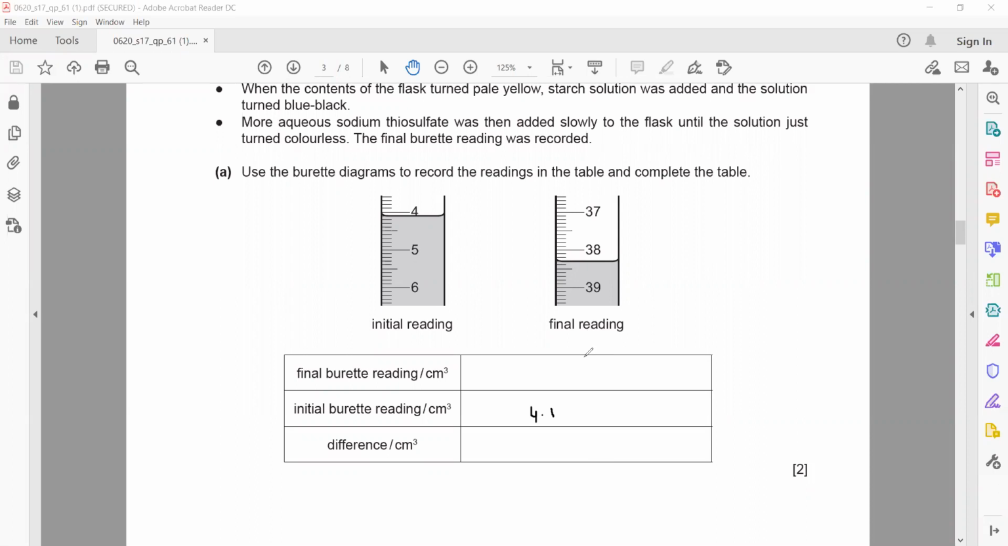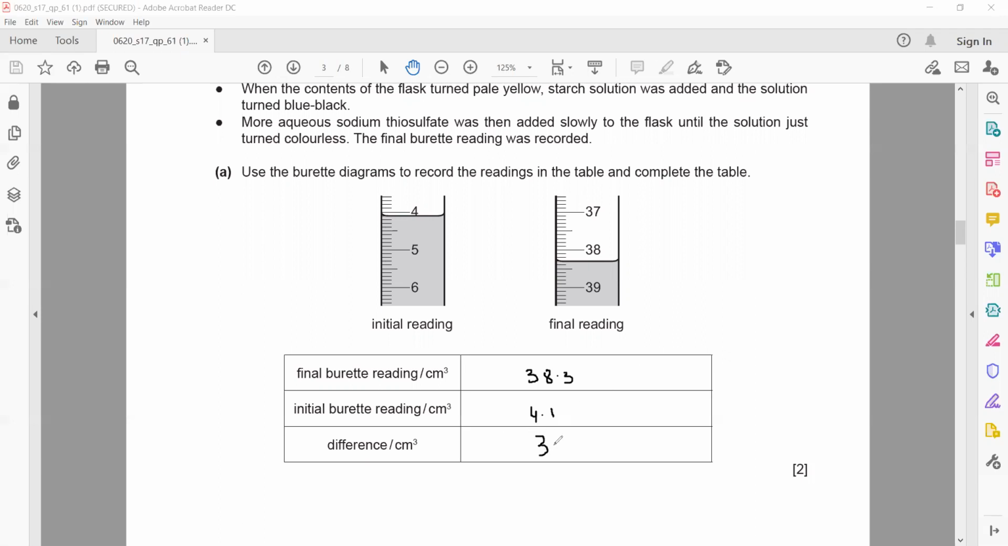That is 38.3. When you take the difference, that will be 38.3 minus 4.1. The difference will be 34.2. So first experiment, 34.2 cm cube of sodium thiosulfate.